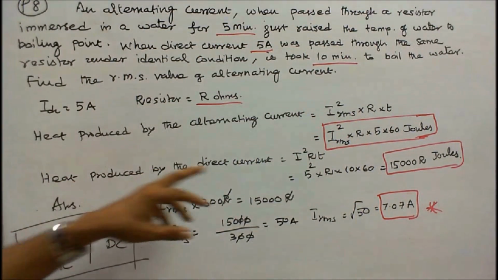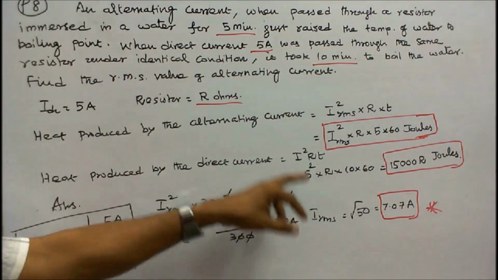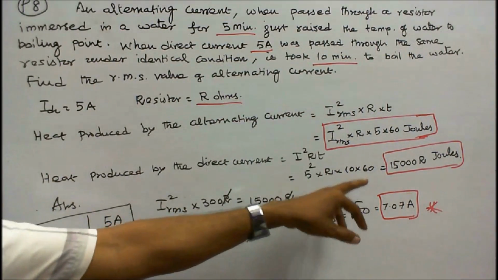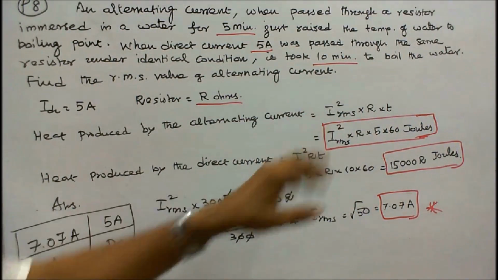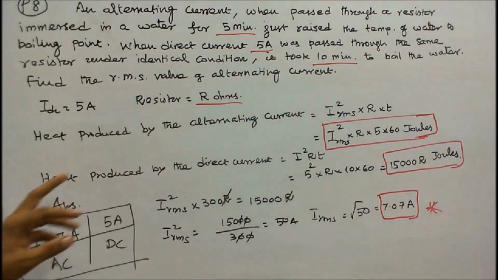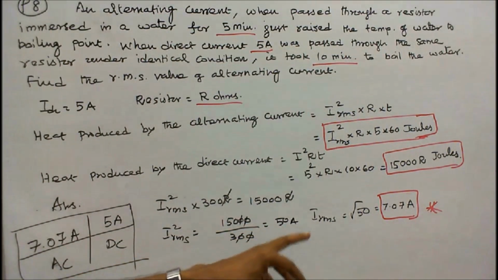Heat produced by the direct current is I square R into T. I is given as 5, so 5 square into R into 10 minutes, 10 into 60, that is equal to 15,000 into R joules. Heat produced by the alternating current is equal to heat produced by the direct current. Equate it, you will get IRMS is equal to 7.07 amps.